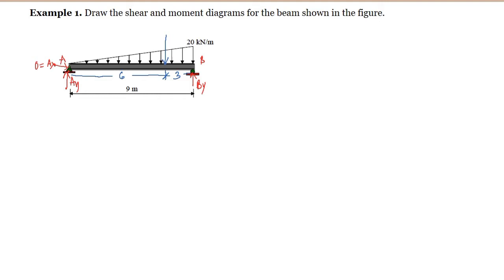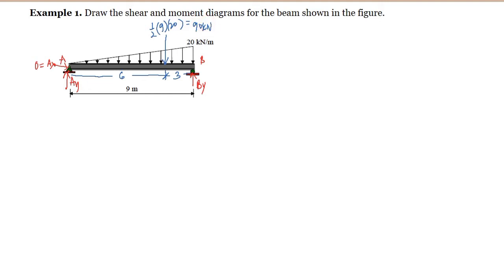So what is the magnitude of the resultant of the load? So it is the area of the load diagram. So we have here 1/2, the length is 9, and the height is 20. So we have here 90 kilonewton.